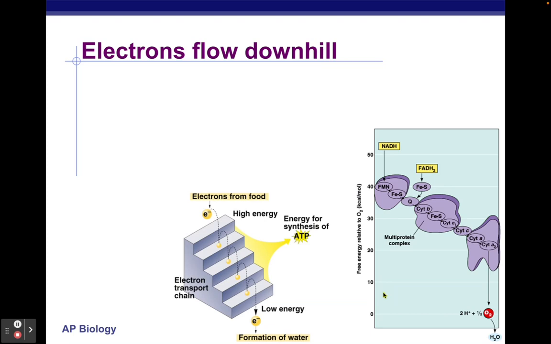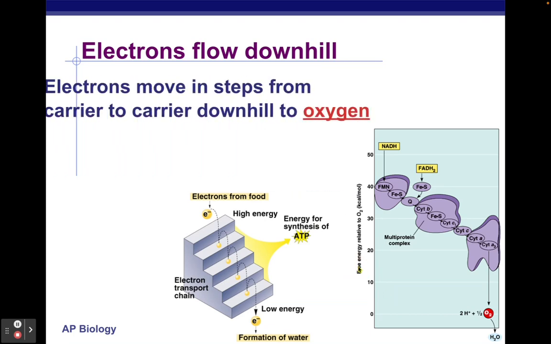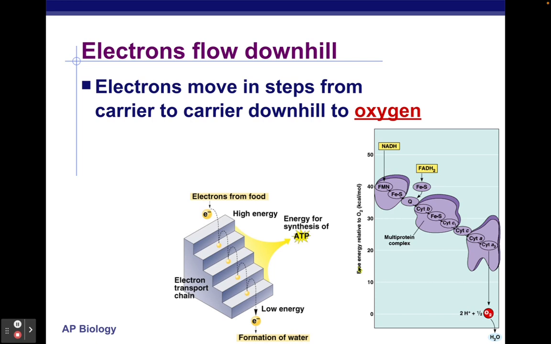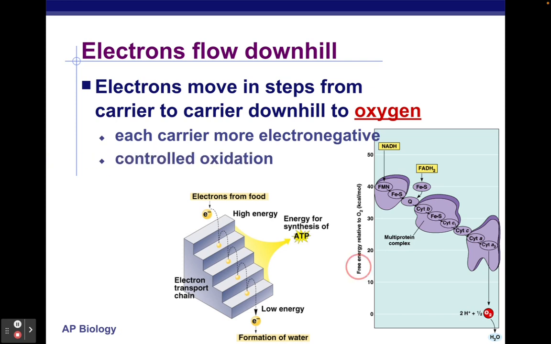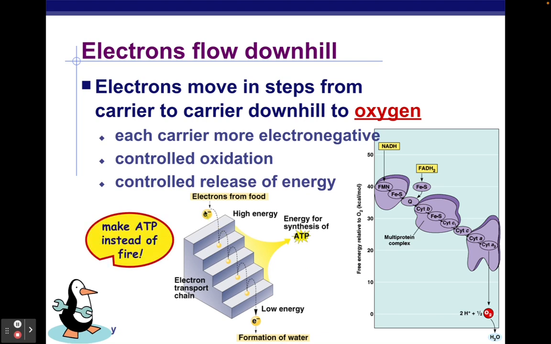So electrons will flow downhill, and we're just taking a look here. They move from carrier to carrier downhill to the oxygen. Each carrier is more electronegative, and it's called controlled oxidation, okay? It's a controlled release of energy. So as these electrons go, we have a controlled release of energy, and they're pretty low energy when they get here to form water.